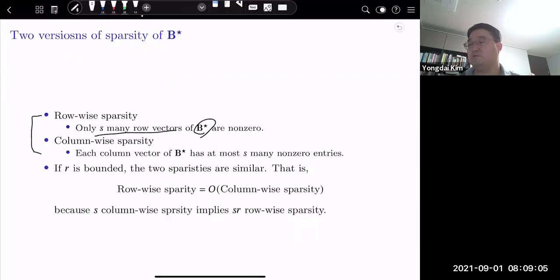These two versions of sparsity are different, but if r is bounded, then the two sparsities are similar, at least asymptotically, which means that row-wise sparsity has the same order as column-wise sparsity, because s column-wise sparsity implies s times r row-wise sparsity. So if r is bounded, the level of column-wise sparsity and the level of row-wise sparsity have the same order when s diverges.